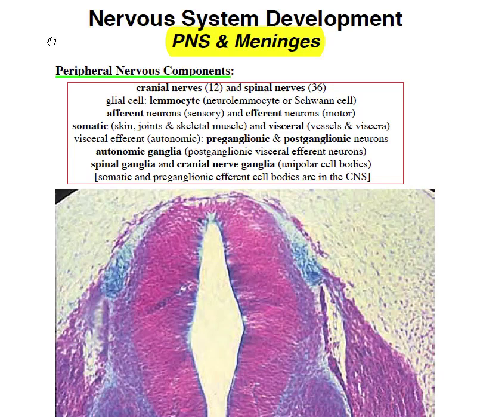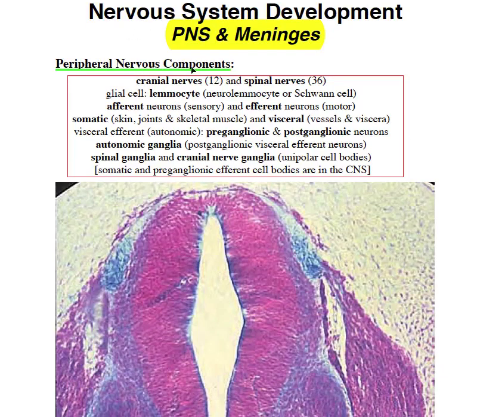This embryology highlights screencast concerning nervous system development deals with the peripheral nervous system and meninges. The components of the peripheral nervous system include cranial nerves and spinal nerves, one glial cell type, the lemocyte, also called a Schwann cell. It includes afferent neurons and efferent neurons, where afferent refers to neurons that convey information to the central nervous system, and efferent is away from the central nervous system.